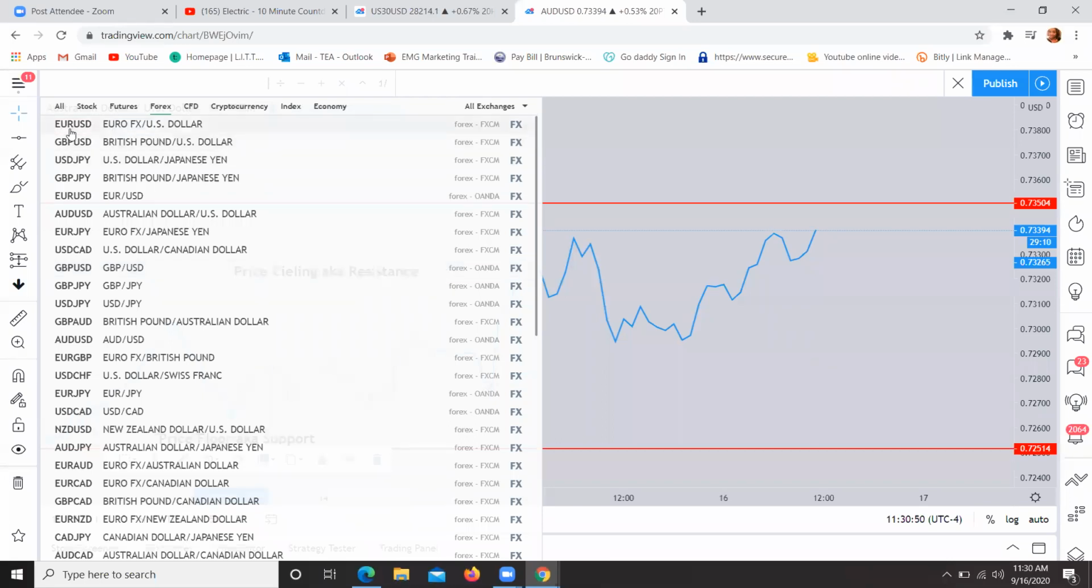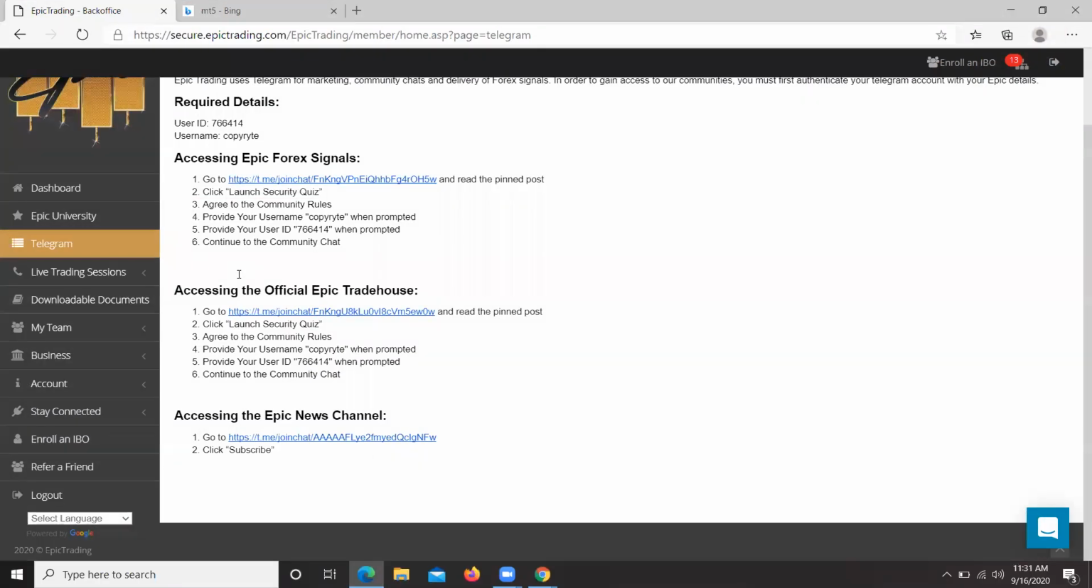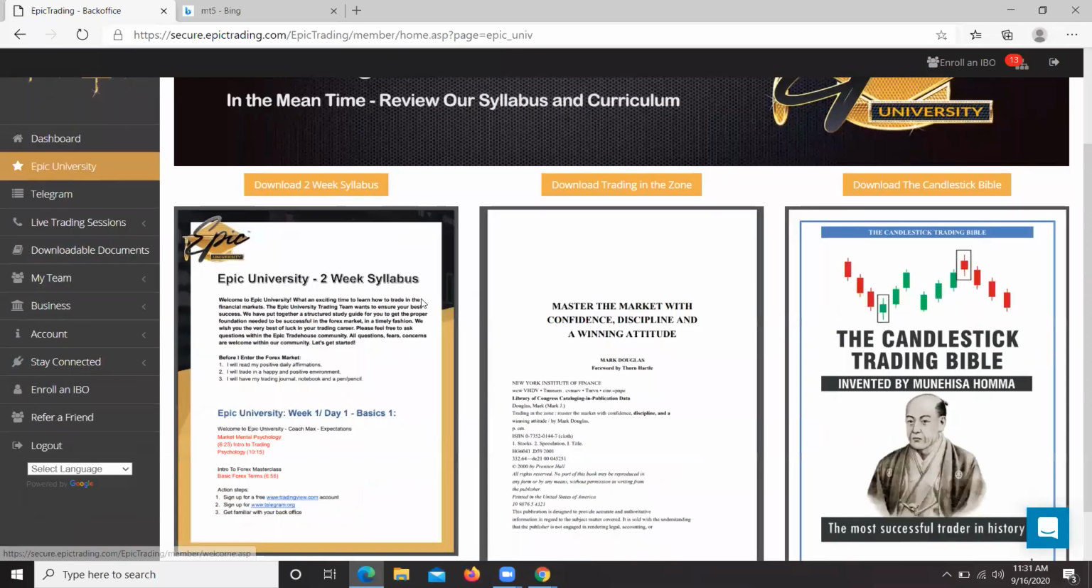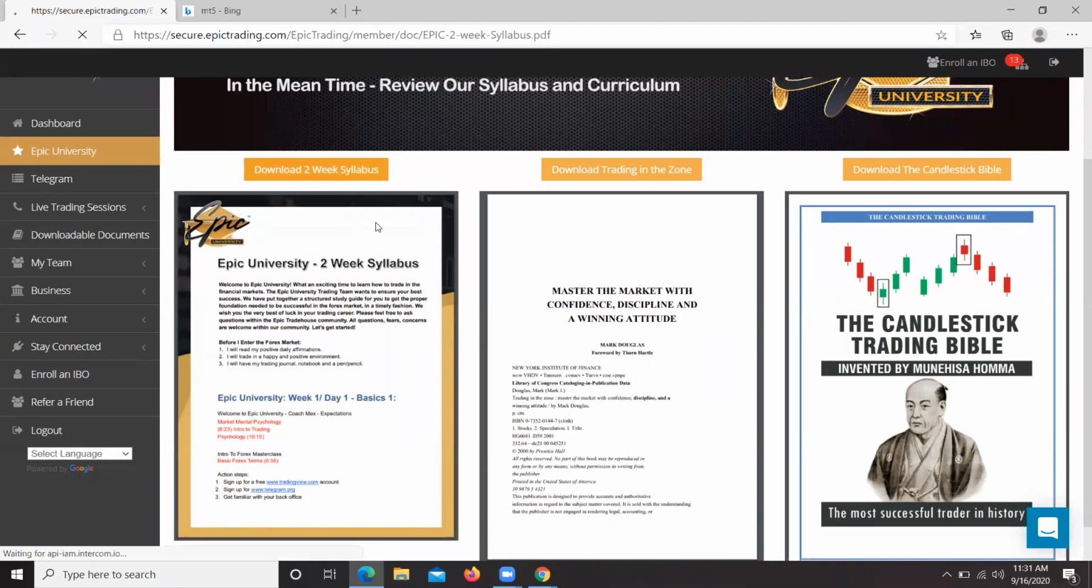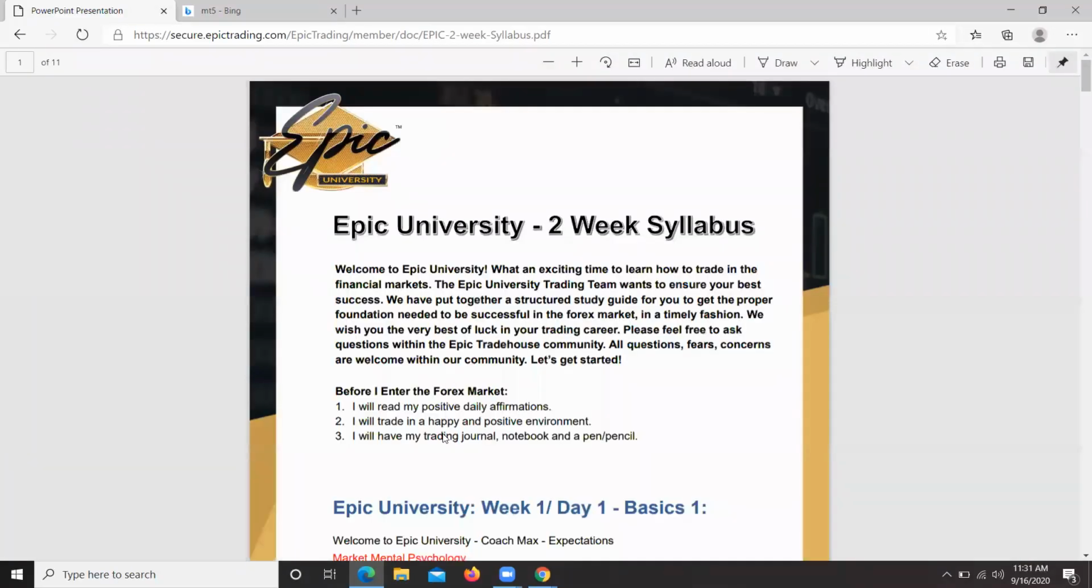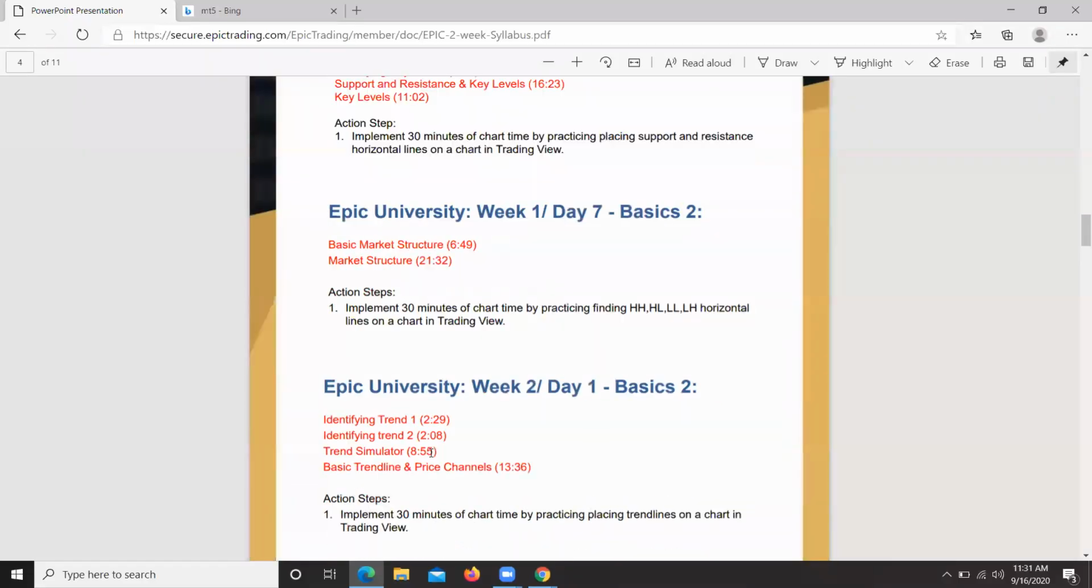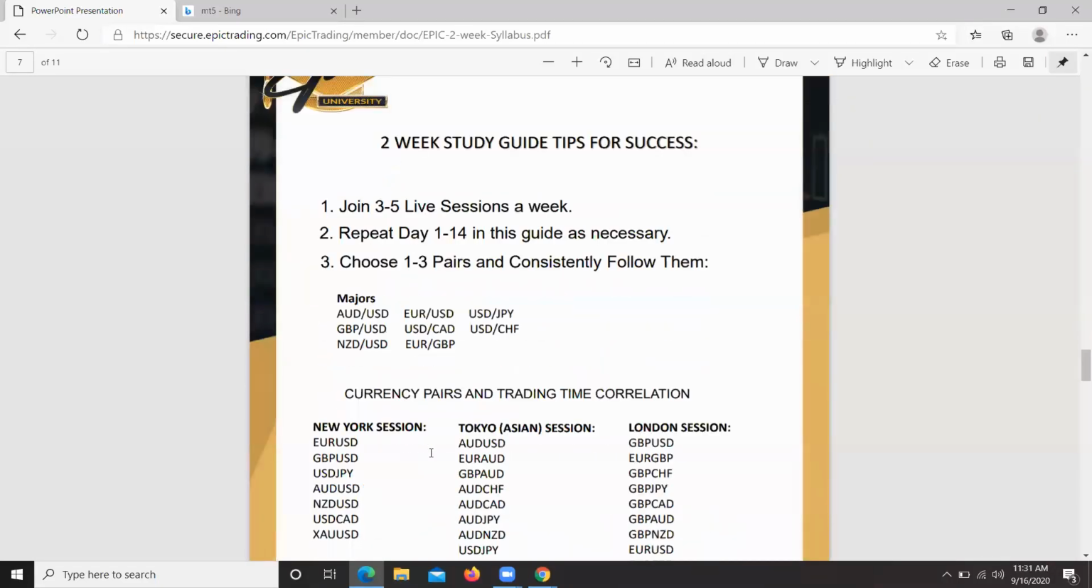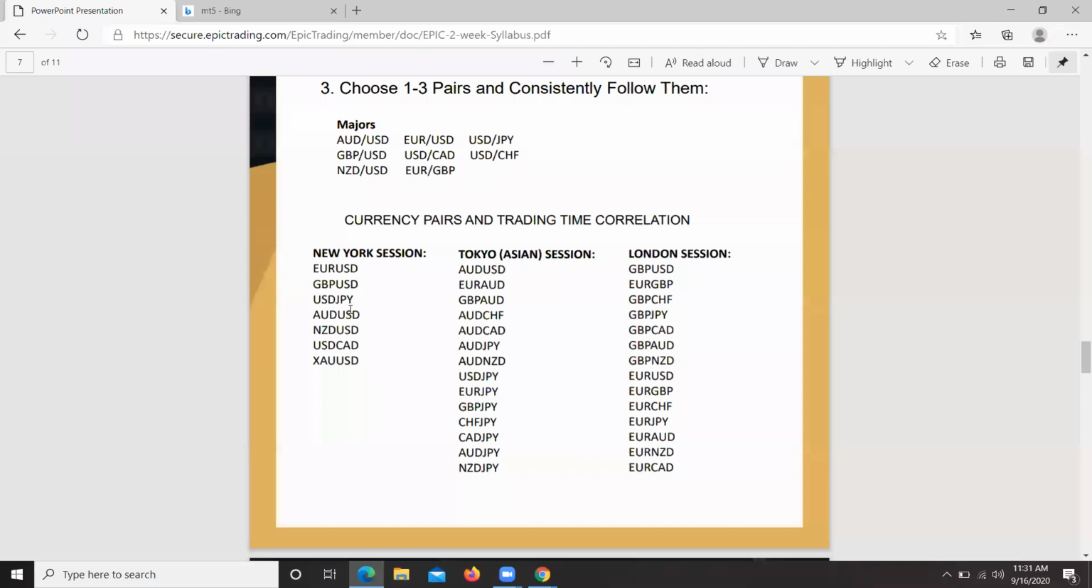London session, you obviously are going to find the euro and the pound, the euro and the Great British Pound. Asia session, you're going to find the Japanese yen. By the way, inside your back office, if you go to Epic University and go into the 2-week syllabus, this has already been laid out for you here.